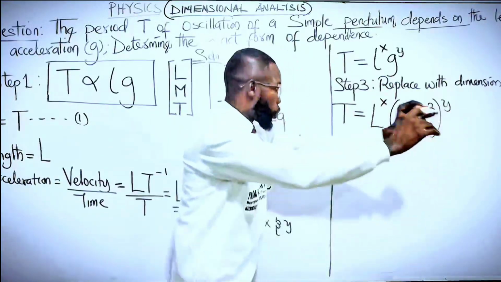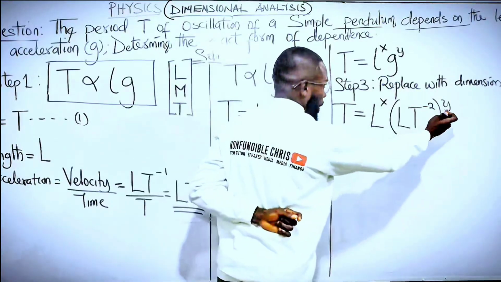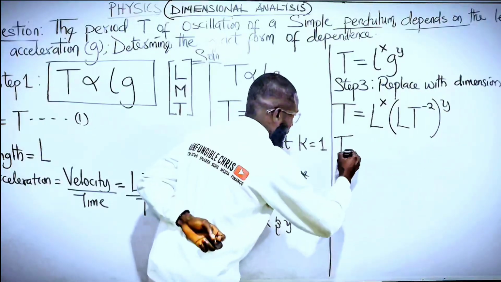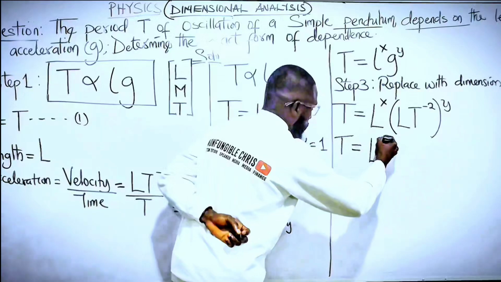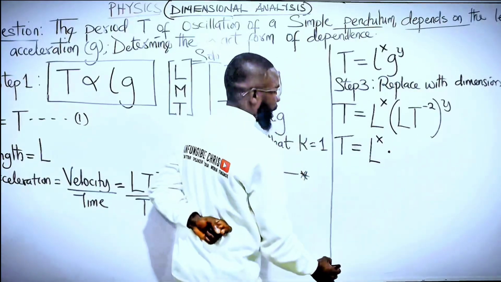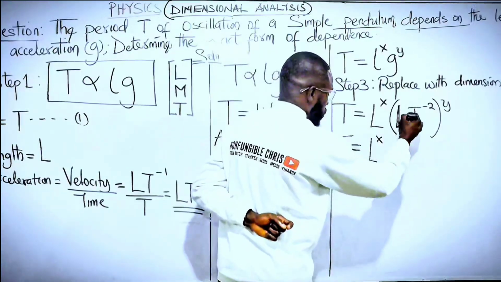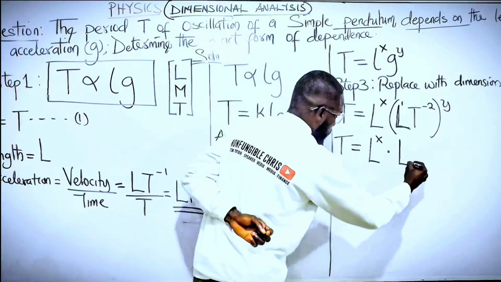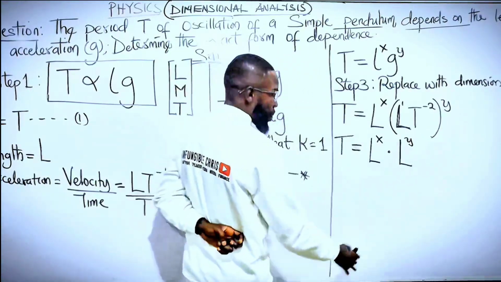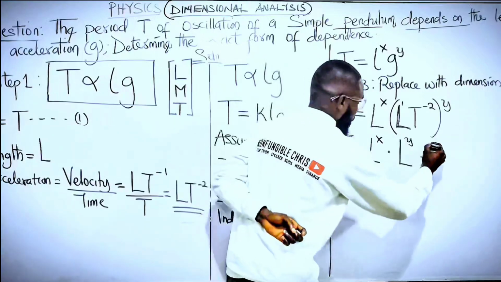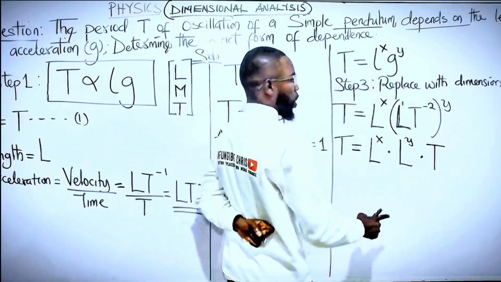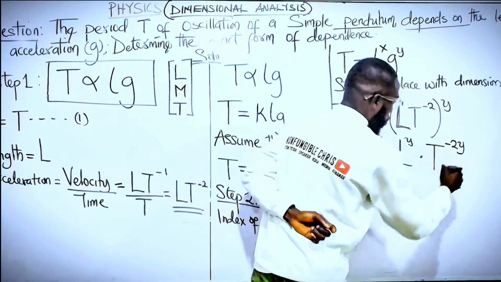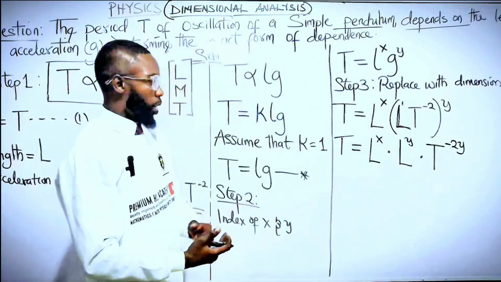Then what do we do next? We try and open the bracket using the indices formula. So we have that T is equal to L raised to the power of x, times, if you want, this is just L raised to the power of 1, times L raised to the power of y, right? Times T raised to the power of minus 2 times y, so I got minus 2y. That's by opening the bracket.